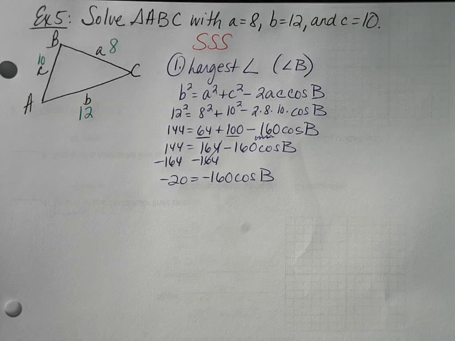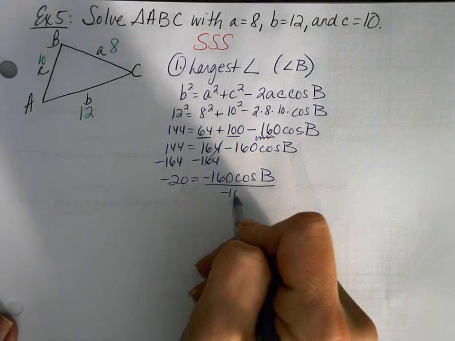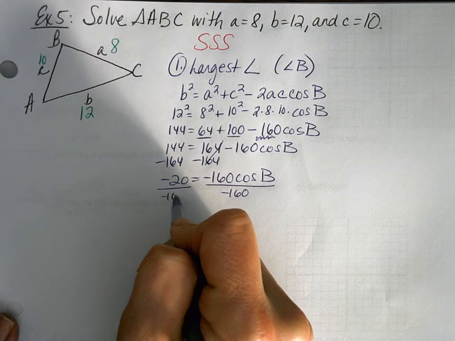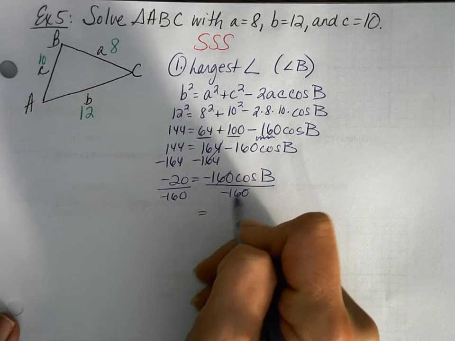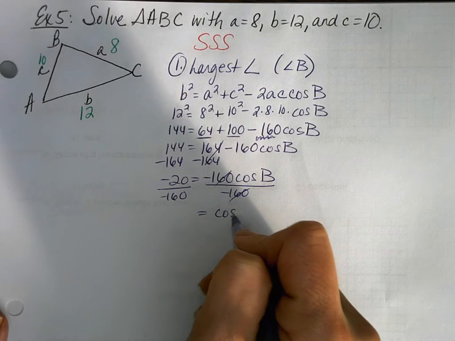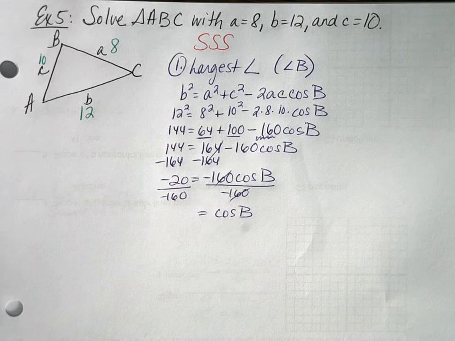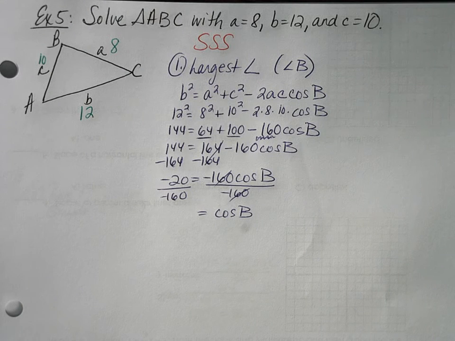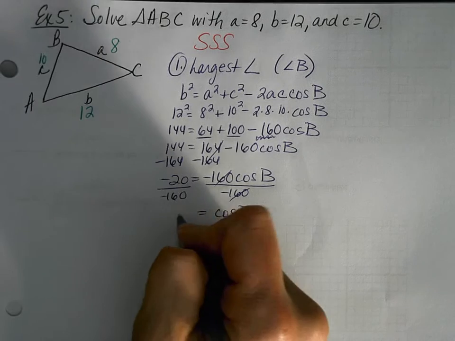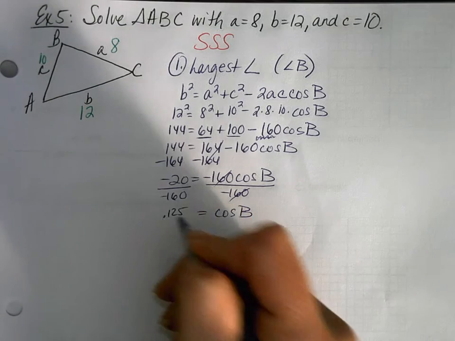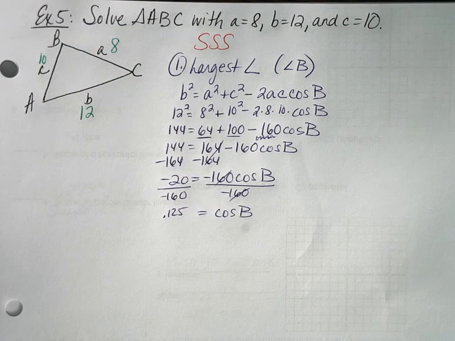Very nice. We're multiplying by negative 160, so now I'm going to divide both sides by negative 160. So my negative 160s are going to cancel, and cosine of B is equal to, what do we get? Negative 20 divided by negative 160. 0.125. Anybody know what that really is? 1/8. Very nice. As a fraction, that's 1/8.